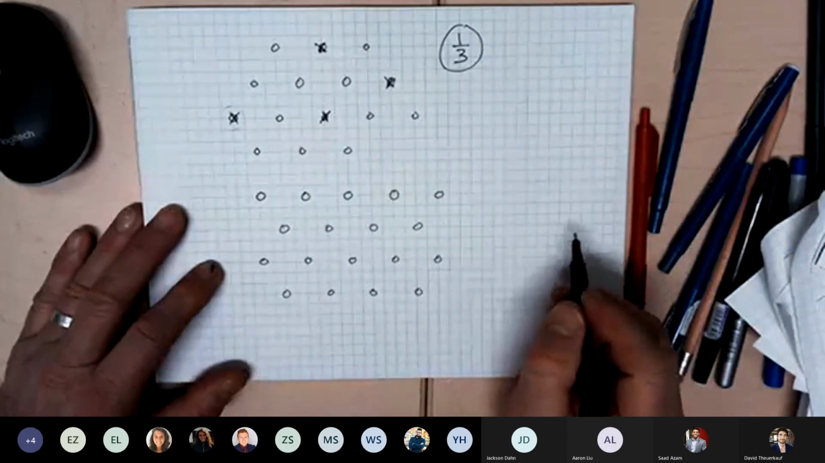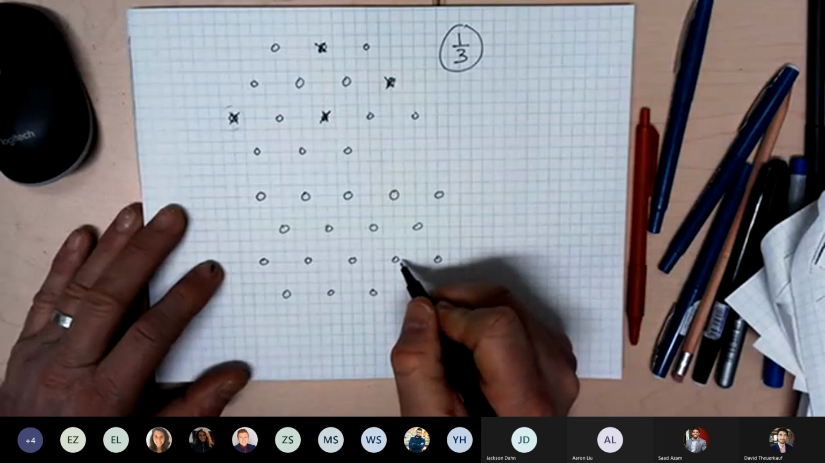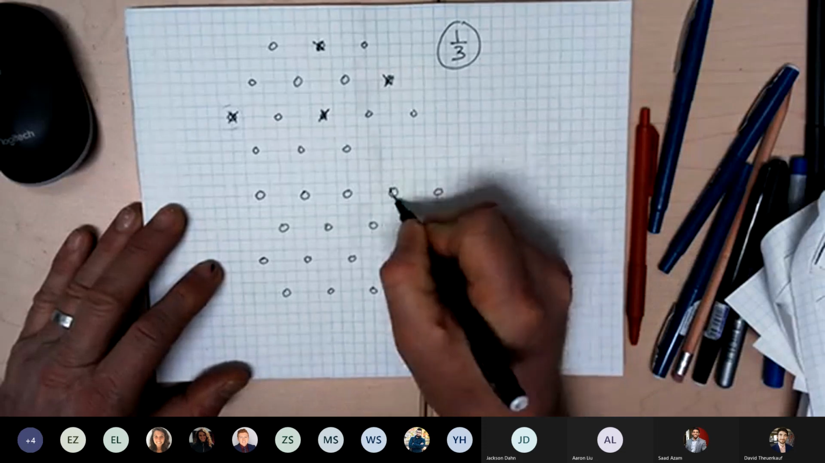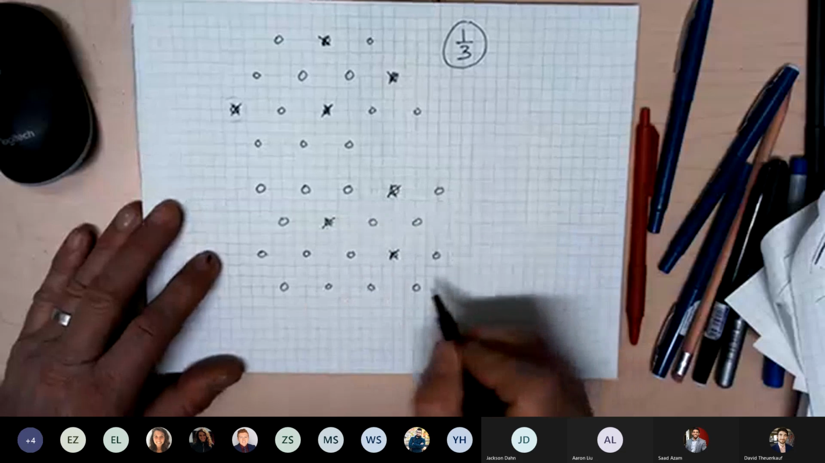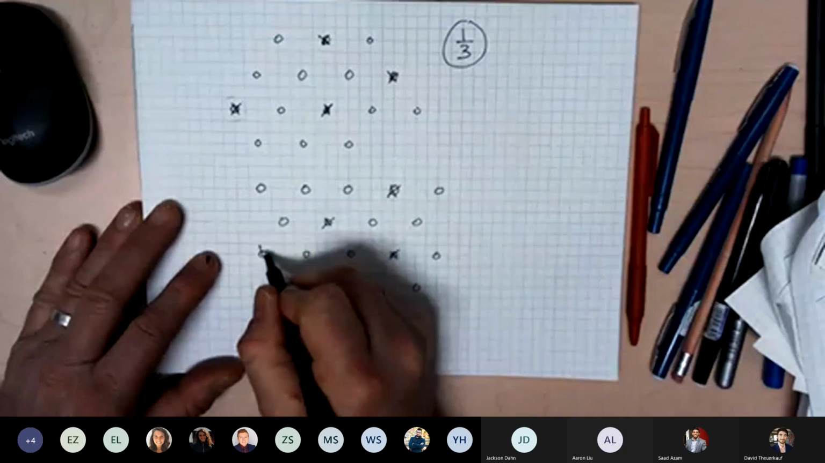So you have your triangular lattice of sites, and then if you want to fill up to the maximum composition at x equal 1/3, you'll fill up like this.